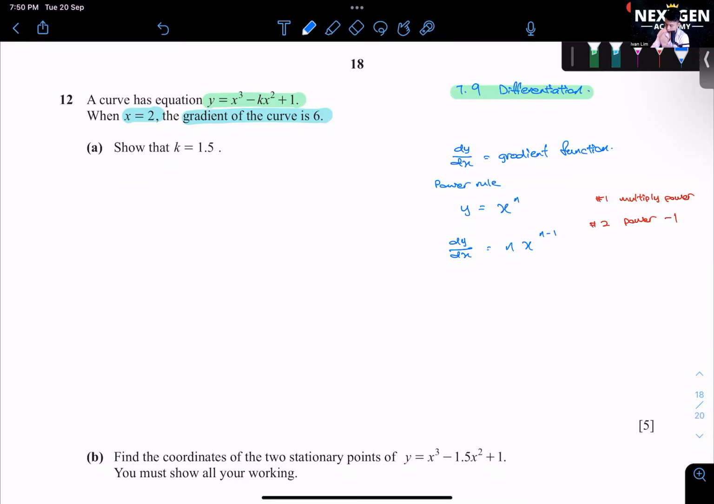So when I do dy over dx, this one will be 3x squared minus 2kx. I did the process of differentiation here. This is 1 mark. Then after that, what I need to do is I sub in. When x equals 2, they give me that dy over dx is equal to 6. You just need to remember dy over dx for a curve also means gradient. It's the same meaning as your m, your slope.